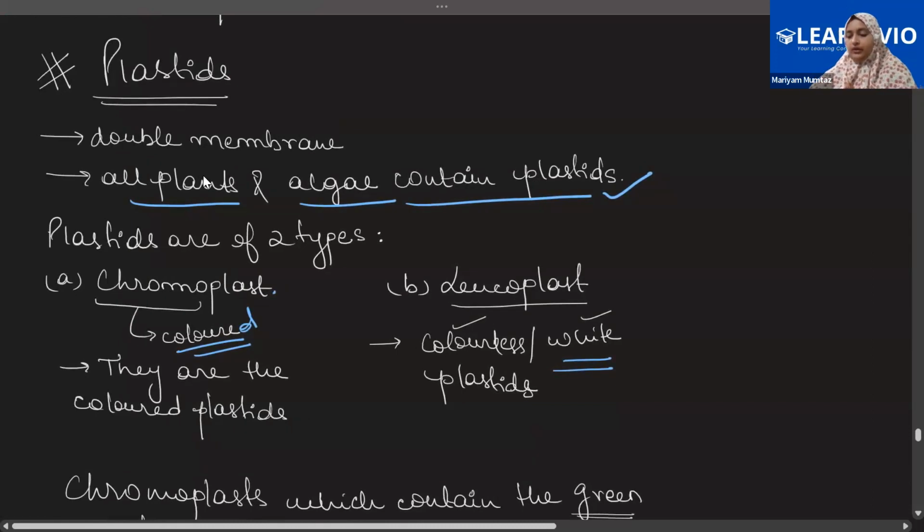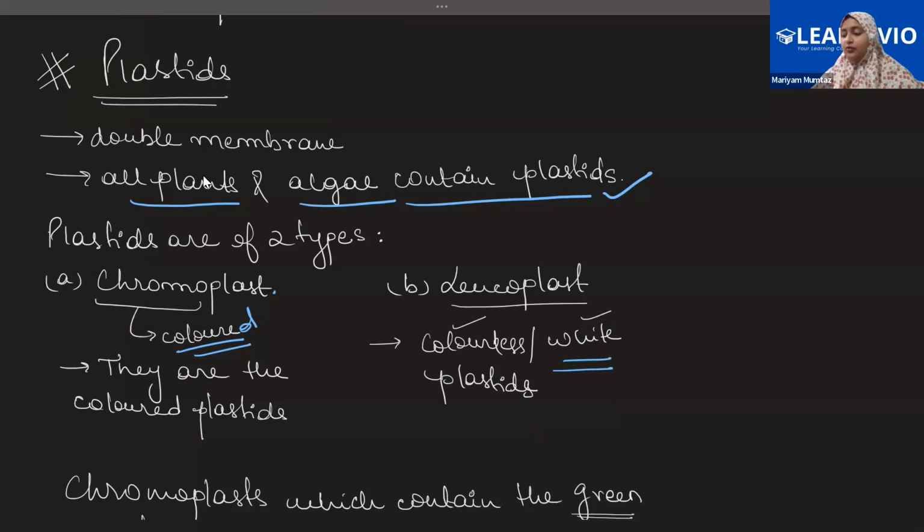Okay. So talking about plastids, just like how mitochondria is a double membrane structure, it has two membranes, right? Same way, the plastids also have two membranes. One will be the outer membrane and one will be the inner membrane. Now, all the plants and algae contain the plastids, meaning all the photosynthetic cells will be containing the plastids.